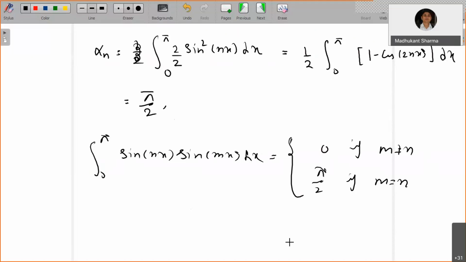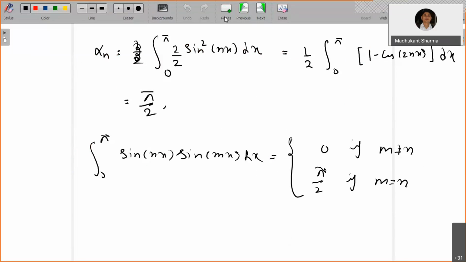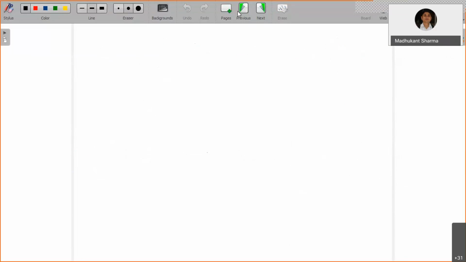Okay, right. Now similarly you can also identify the second sequence, which is 1, cos x, sin x, cos 2x, sin 2x, cos 3x, sin 3x and so on, which will be orthogonal on minus pi to pi. Okay, so for the second case, you have the integral from minus pi to pi. First thing is you have cos mx sin nx dx.